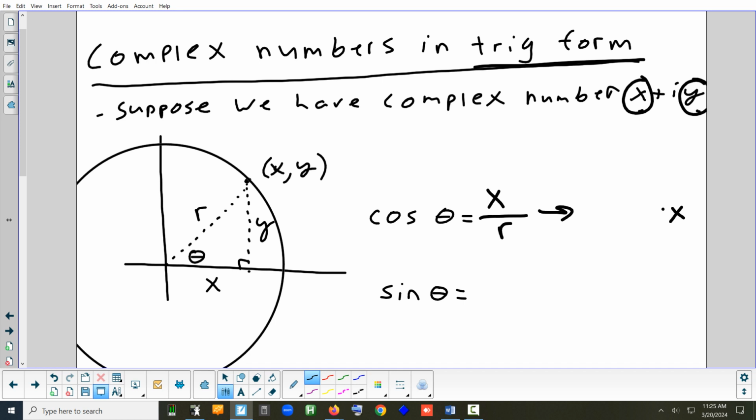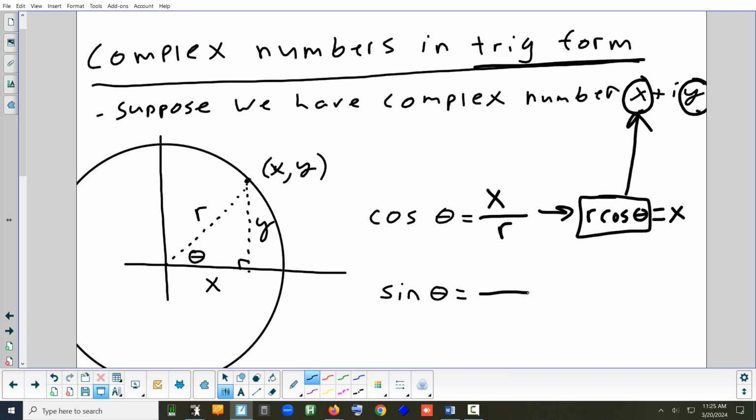So now, if you got x by itself, how would you do that? How would you get x by itself and put the r on the other side? You'd multiply it by r. So now we have a formula for x. We're going to get rid of the x and replace it with r cosine theta. Okay. Now we're going to do the same thing for the y.